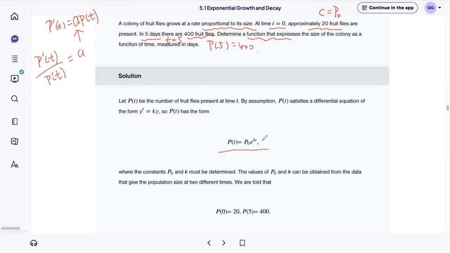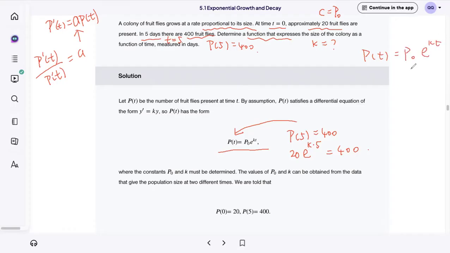So we start with this. Then we just plug in what we know. So P of 5 equals 400. Well, this is the left-hand side. The right-hand side is P naught, the initial condition, which is 20, times e to the k times 5. We know t now, 5. That equals 400. So we need to set up this equation because we want to find out k. Because P of t equals P naught e to the kt.